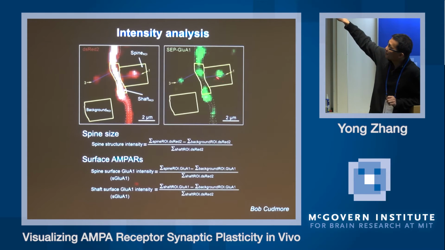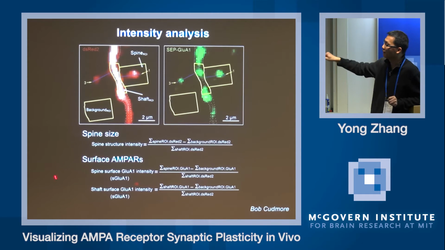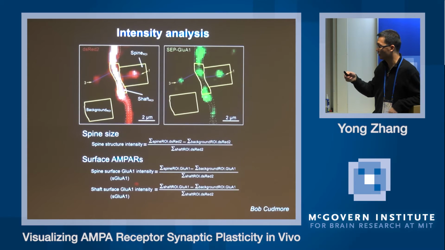So it's the total intensity in the subgroup A1 channel in the spine region of interest, subtract the background region of interest total intensity, and then normalize against the dendritic shaft, which will be defined as the spine surface group A1 intensity. It's an indication of the intensity of AMPA receptors on the spine surface.